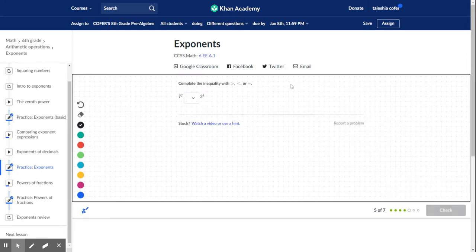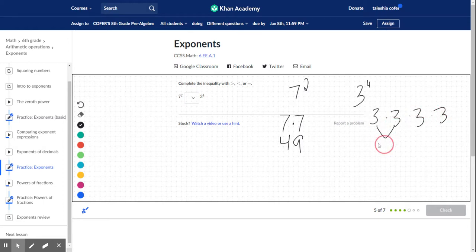Over here, they want me to compare 7 squared to 3 to the 4th power. 7 squared, that's saying 7 times 7, which is 49. 3 to the 4th power, that's saying 3 times 3 times 3 times 3.